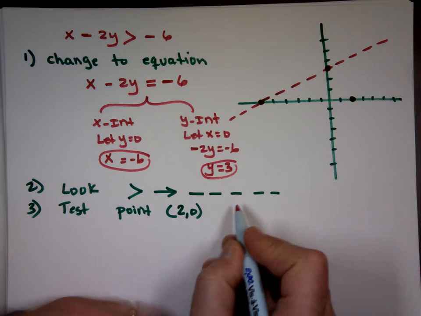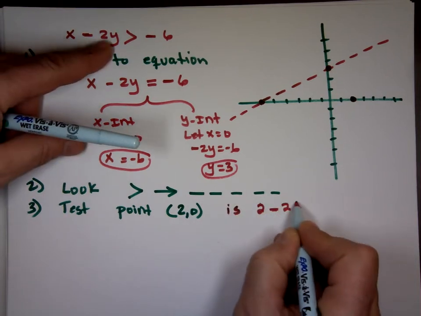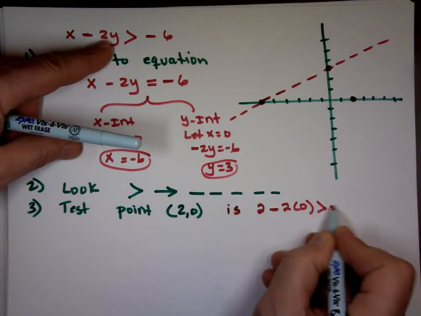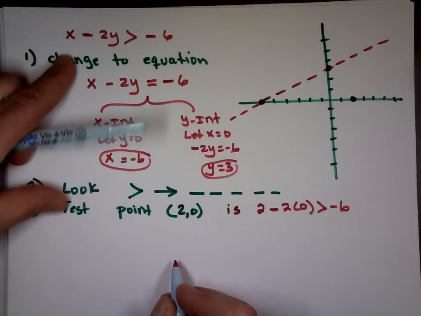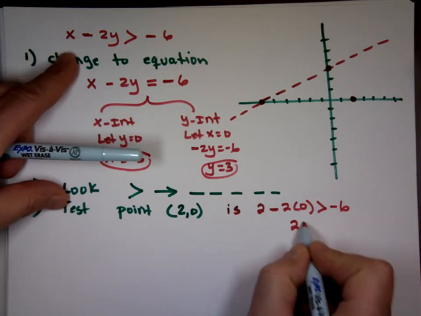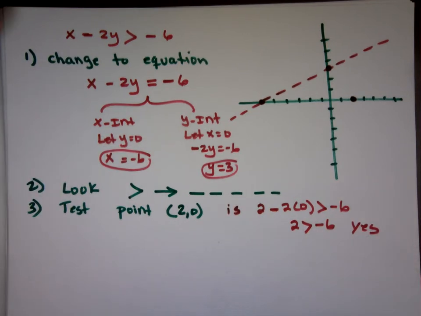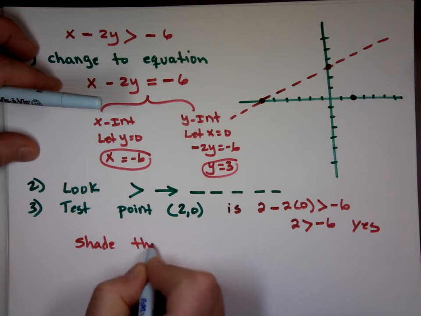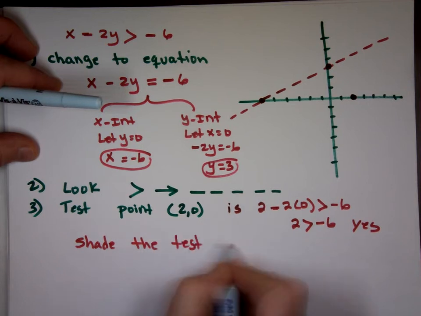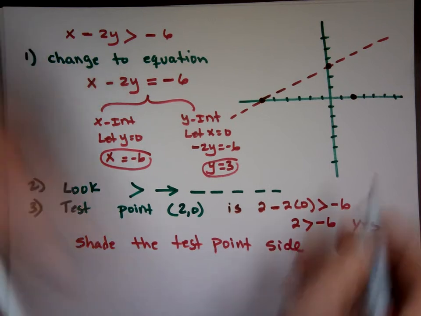Now is 2 minus 2 times 0 bigger than negative 6? Yes. 2 is bigger than negative 6, yes. So shade what side? The test point side. The test point is on this side.